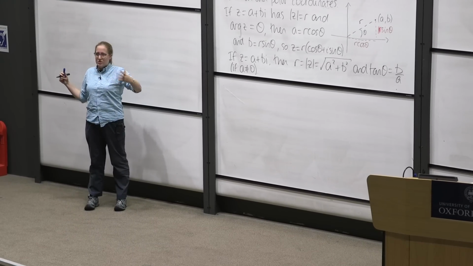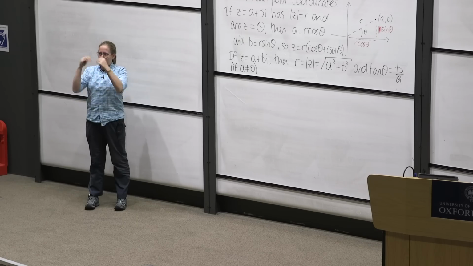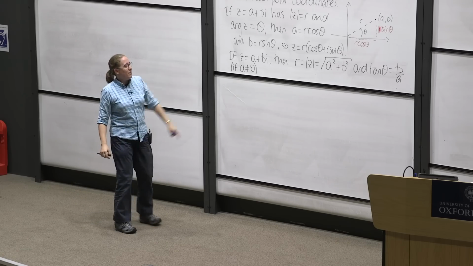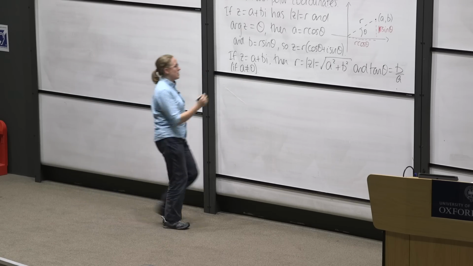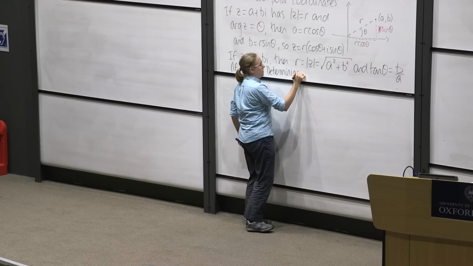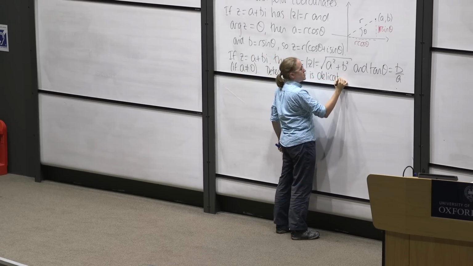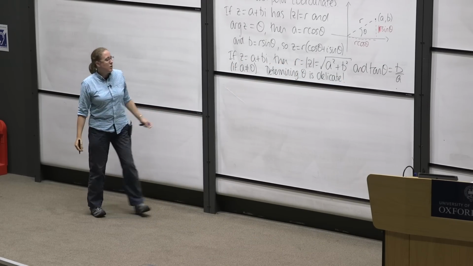But as we know, there's this sort of ambiguity about what theta is, because if you have some argument theta, well, theta plus 2 pi or theta plus any integer multiple of 2 pi will also be valid. And that's reflected in the fact that there's not a unique inverse here. So I'll just put: determining theta is delicate. So in practice, this is not a problem. You just need to have your wits about you a little bit.